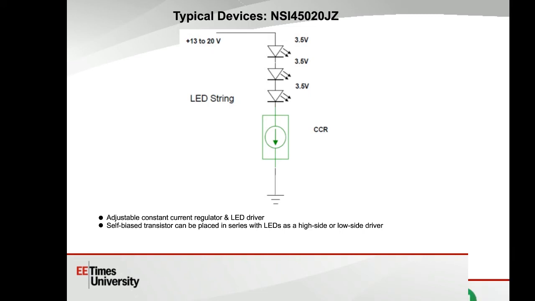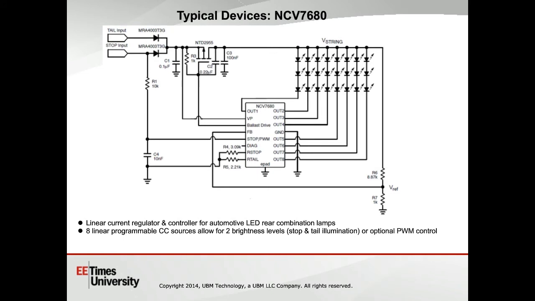Next device we just want to touch on is NCV7680. This device is designed for multiple strings of LEDs. This is a common configuration for a rear combination lamp application in a vehicle. This one provides 8 outputs, which allow the driving of 8 individual LED strings with the current set by a resistor. And the output currents are matched in the device to within plus or minus 5% at a hot temperature. And it allows for 2 brightness levels with external resistors also. And for example, they would be used, one for stop and one for tail illumination for a rear light LED array.